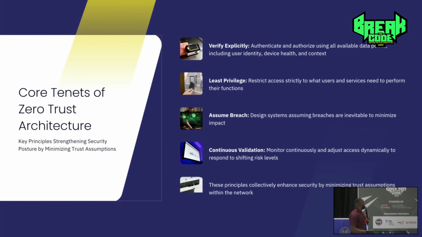Okay, so I've spoken about this already. The first tenet is verify explicitly, no trust, there is least privilege, there is assumed breach. We are always thinking that we have already been compromised, so let's always fight whatever it is that is inside our system already. There's continuous validation, continuous verification.